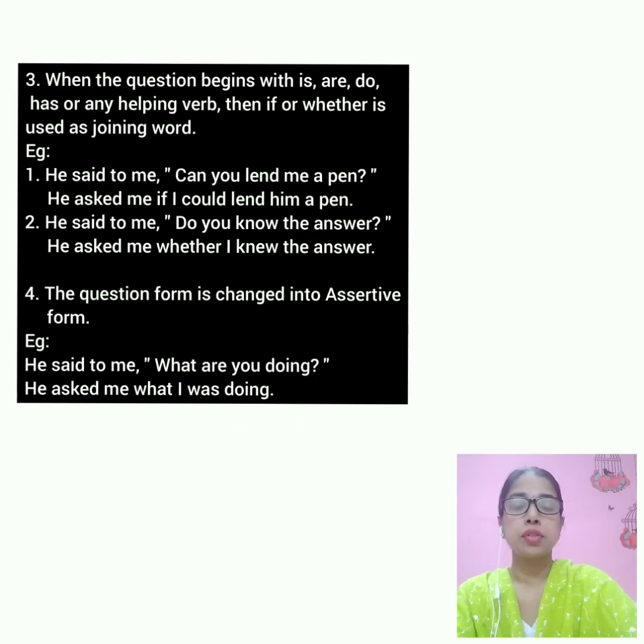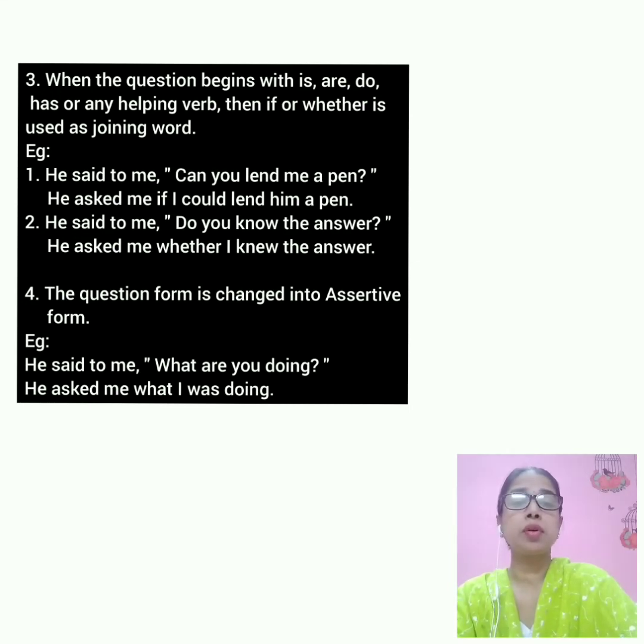Now the third rule children is that when the question begins with is, are, do, has, will, can or any other helping verb, or simply just remember that whenever the question may have yes or no for an answer, then the words if or whether are used to join the reporting verb part and the reporting speech part. So if or whether will be used as a joining word.